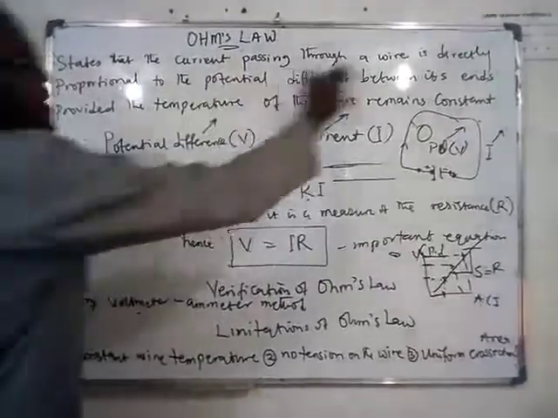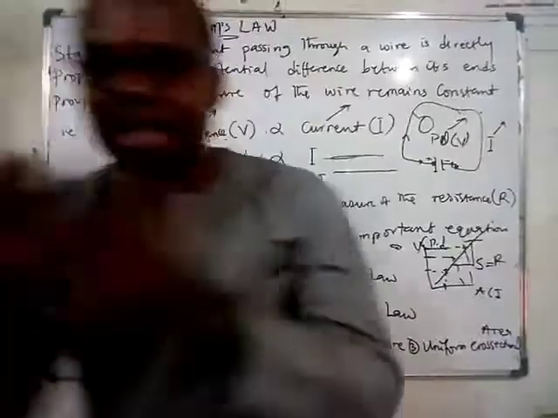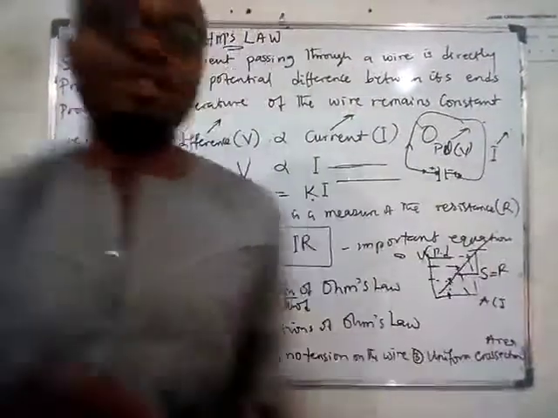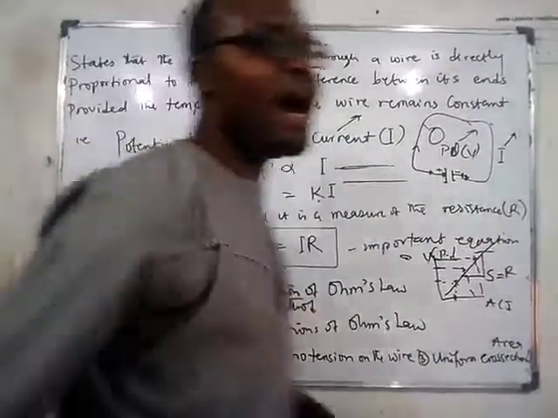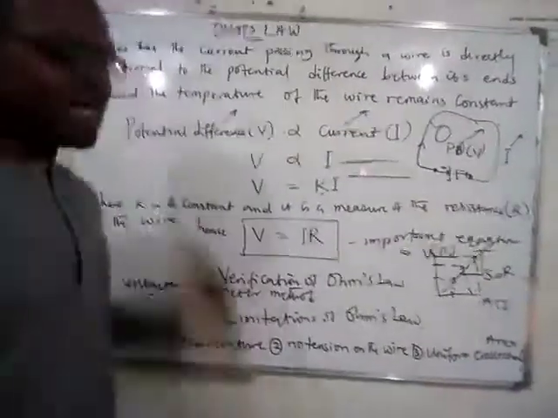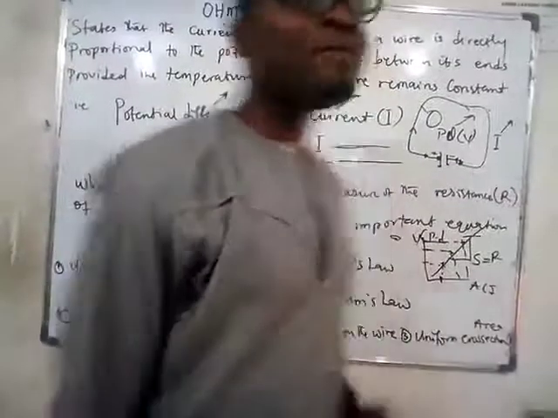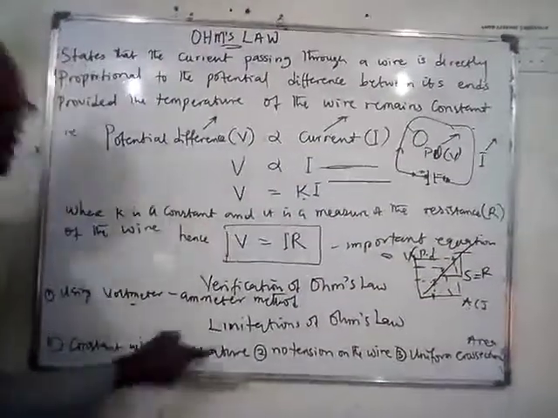The electric current passing through a wire is directly proportional to the potential difference between its ends, provided that the temperature remains constant. And the Ohm's law equation is V equal to IR. And you can verify Ohm's law by using the voltmeter-ammeter method.